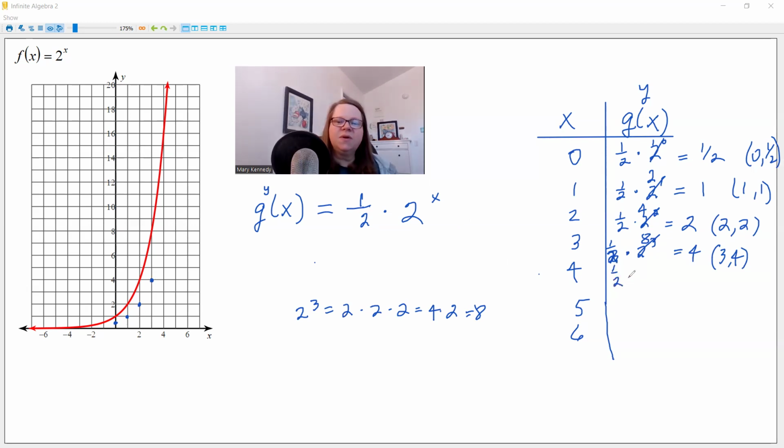All right, let's do 1/2 times 2 to the 4th. That means I multiply by 2 again. So the 2 to the 4th is 16. Half of 16 is 8. And so I have 4, 8. So right 4 and up 8. Plot that point.